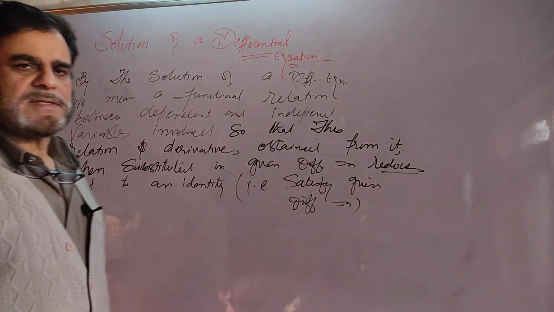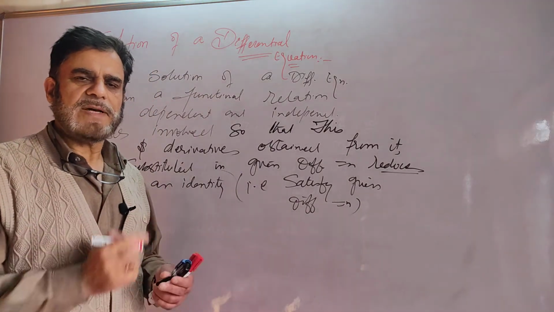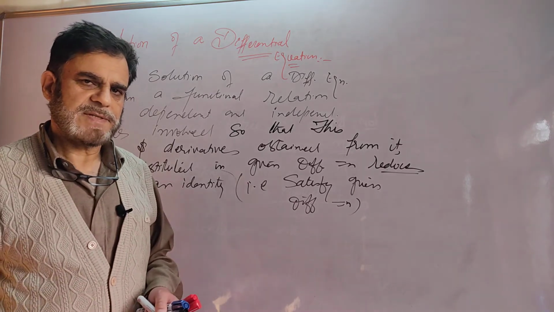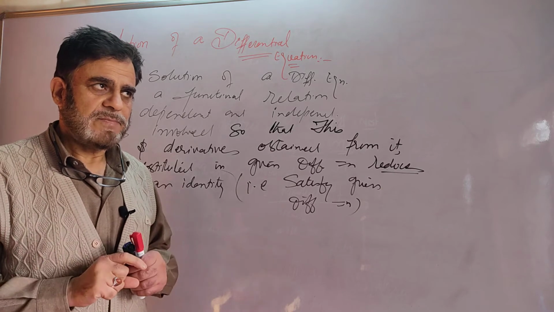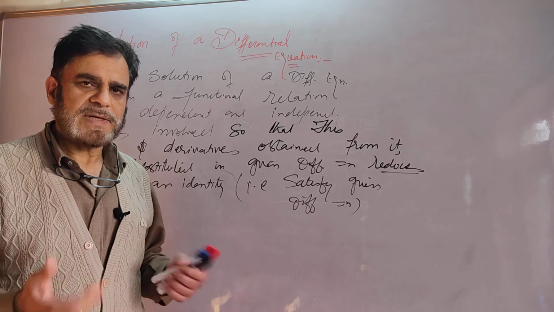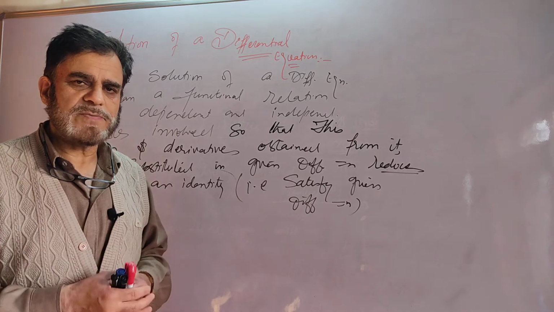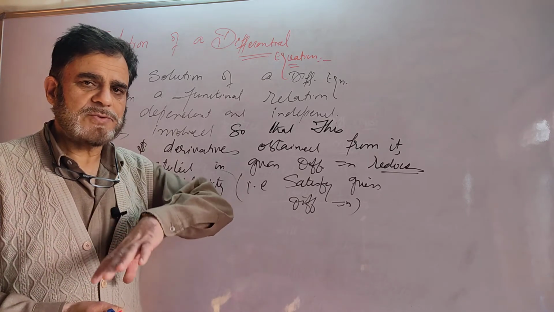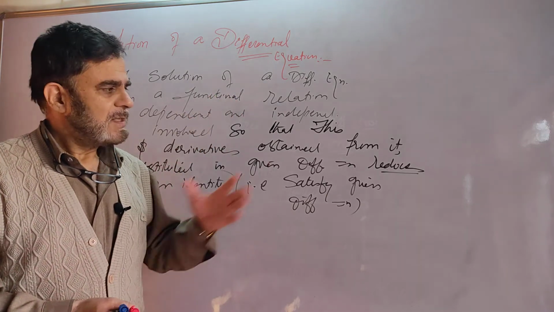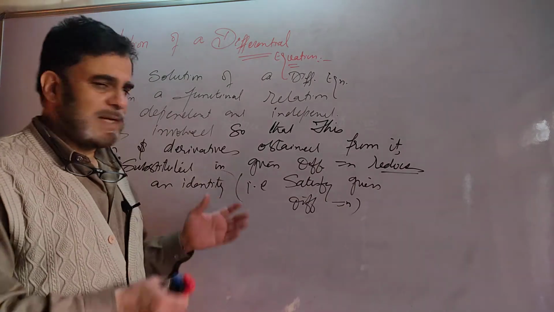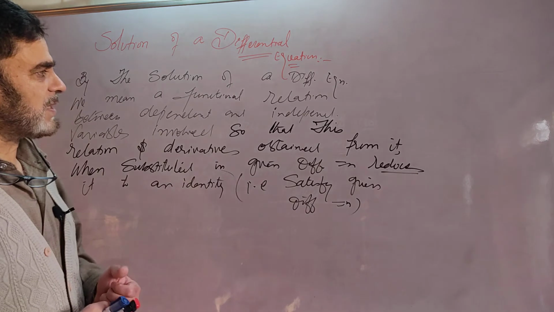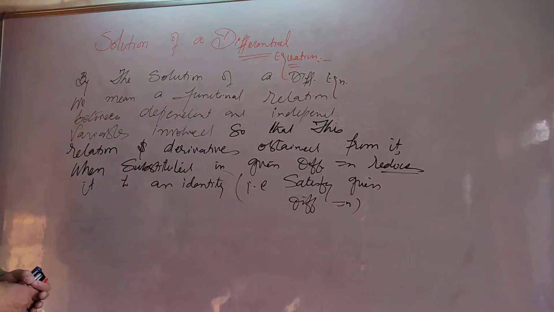In other words, it means the relation between y and x, where y and x are the dependent and independent variables involved in the differential equation. If we get a relation between y and x, or whatever the variables involved, and the derivatives we obtain from this relation, then substitute this relation and the derivatives in the given equation, and it reduces to an identity, that is, left side is equal to right side, then we say it is the solution of the given differential equation.